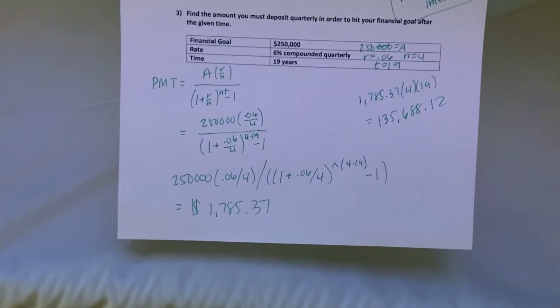But again, it took 19 years to get there. And saving this much money every 3 months is actually harder than it sounds. $600 a month, while doable depending on your circumstances, is not doable for everyone.